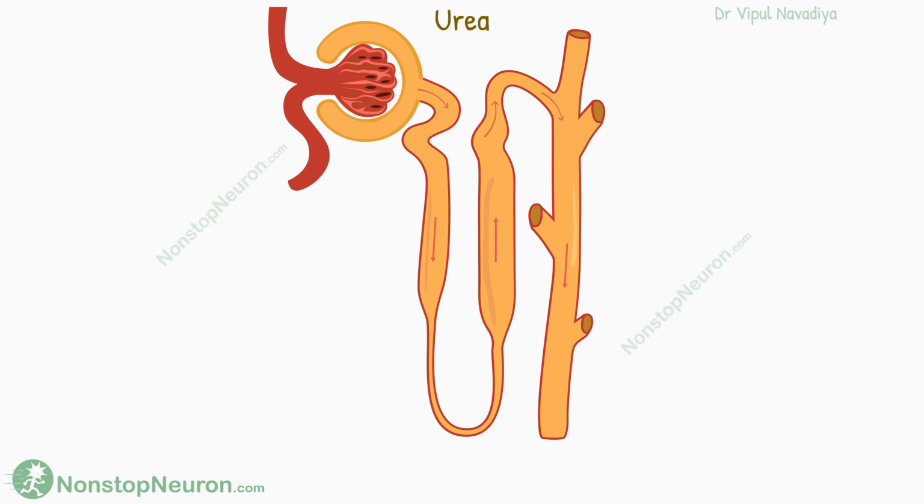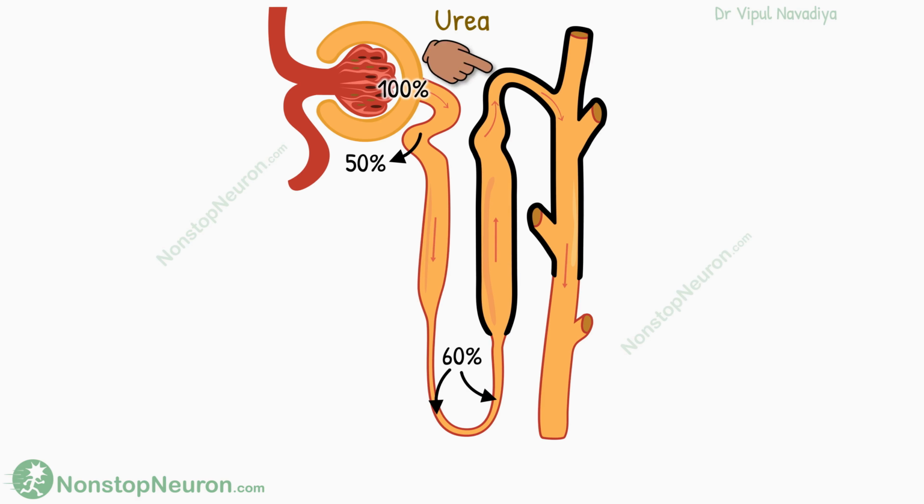Now let's talk about urea. It is freely filtered at the glomerulus. Thereafter, 50% is reabsorbed at the proximal tubule. The thin segment of the loop of Henle secretes 60%. Thick ascending limb, distal tubule, cortical collecting duct, and outer medullary collecting duct are impermeable to urea. Then, inner medullary collecting duct reabsorbs 70%. So finally, 40% of the filtered load is excreted in urine.